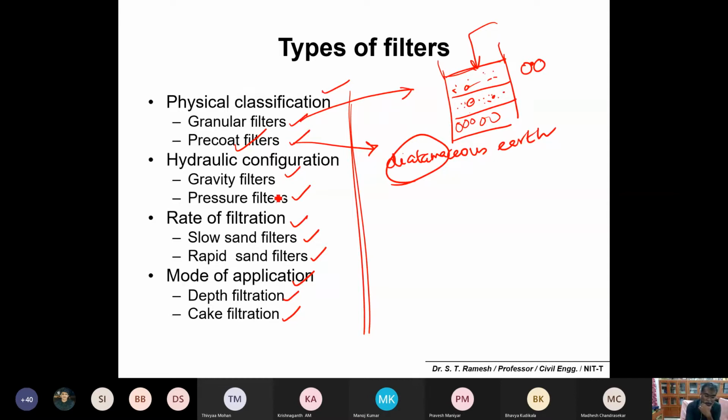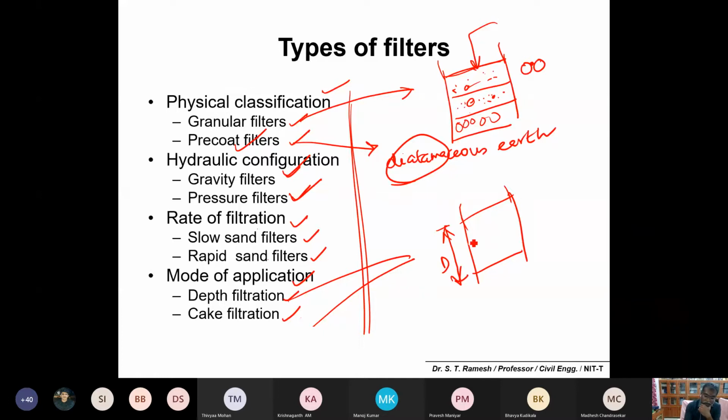Based on the hydraulic configuration, these filters are operated in gravity mode, or sometimes you can allow pressure filters. Depending upon the rate of filtration, you have slow sand and rapid sand filters based on the loading rate. And by the mode of operation, you can have depth filtration and cake filtration. There are very simple differences. Depth filtration is where the removal of solids happens throughout the entire depth of operation.